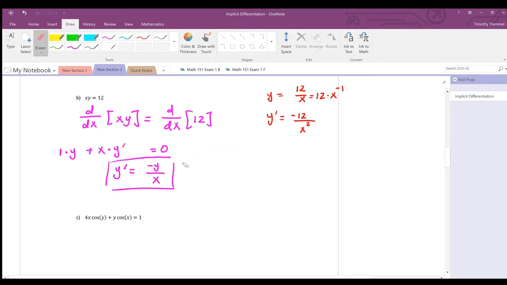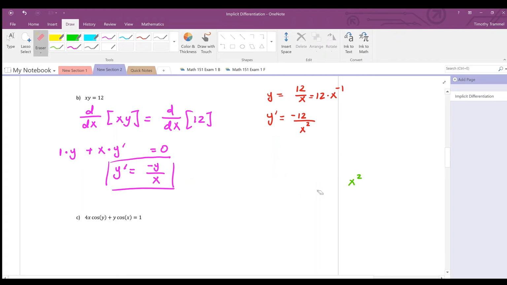Okay. Well, they are. And this is because y, we know, is equal to 12 over x. So if we were to take this thing here and replace our y with a 12 over x, we have minus 12 over x all over x. If you simplify that, that will give you minus 12 over x squared. Okay. So this is a great example to see that both implicit and explicit differentiation give us the exact same result.